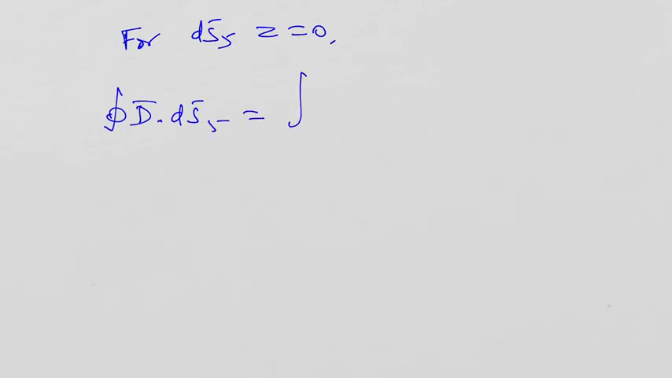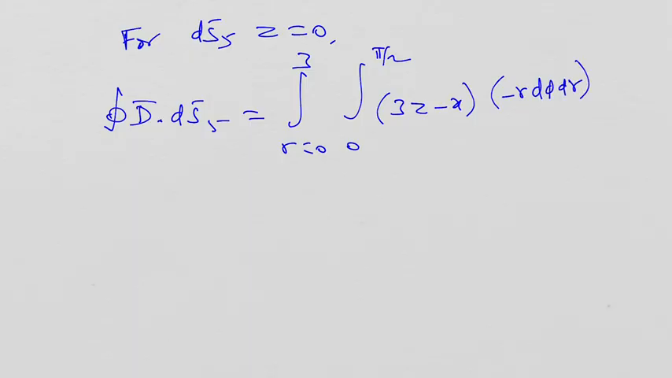The evaluation of this expression D dot dS over the last surface. Where is that surface? At the bottom of the cylinder. For this dS5, z is equal to 0. Everybody knows. So surface integral of D dot dS5 will be equal to r is equal to 0 to 3, phi is equal to 0 to pi by 2. And you can see that only the component which can help you is the minus r d phi dr. As I have already known, x is equal to r cos phi is a suitable replacement for conversion of Cartesian coordinate parameters into cylindrical coordinate parameters.